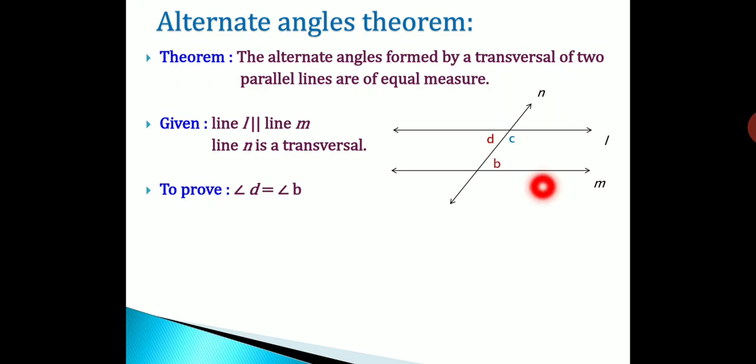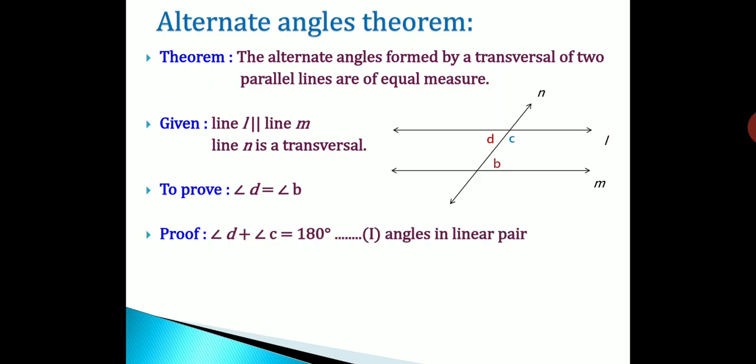Again we are going to make use of angles in linear pair and interior angles. If you observe, we have a pair of angles in linear pair, which is angle D and angle C. So we can write the statement as angle D plus angle C is equal to 180 degrees, statement number 1, and the reason is angles in linear pair.